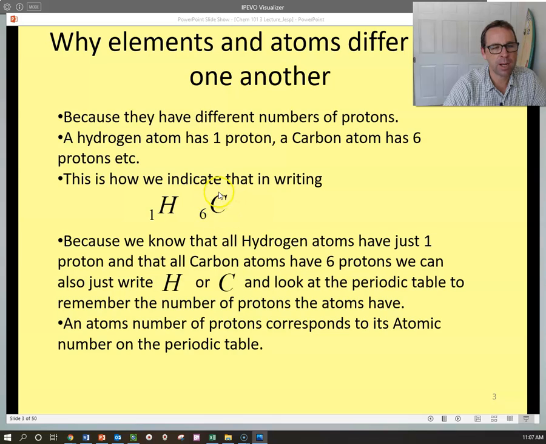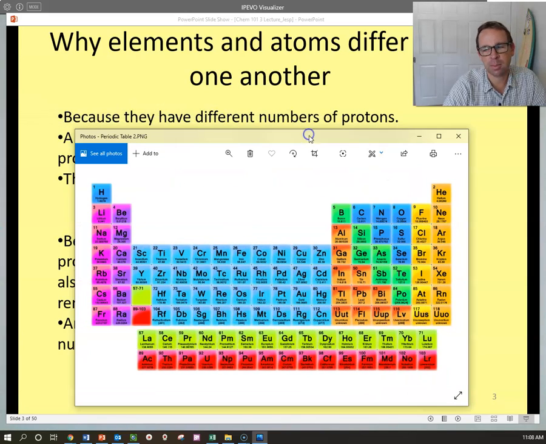For example, if I write the symbol C, that's carbon. So we can look on our periodic table and see, okay, that's carbon there. And that number 6 up there, if we had a periodic table, will remind us, do you remember what that number is? What's that number, number 6?